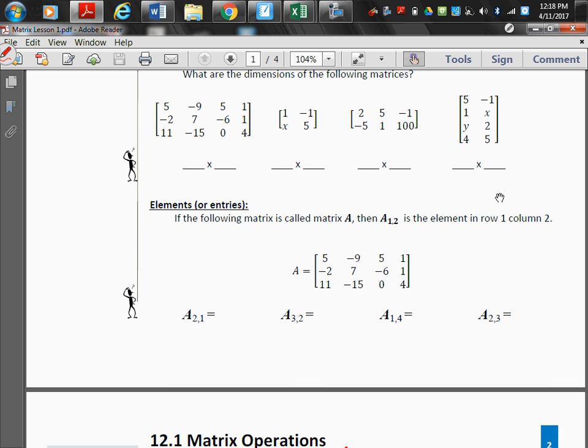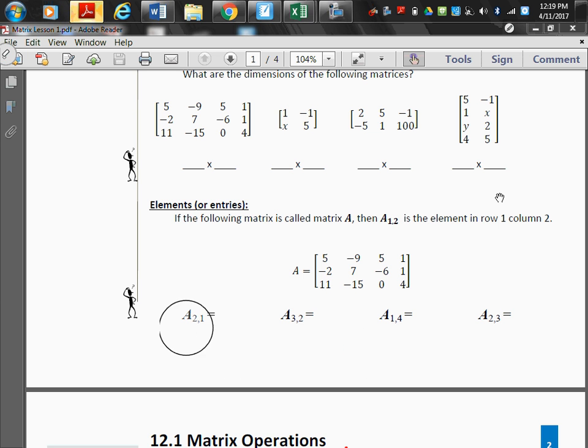Elements. We just talked about elements. So, the element in matrix A that is at position 2, 1. Second row, first column, -2. So, what element from matrix A is in 3, 2? -15. Good. So that is how they're named and elements.